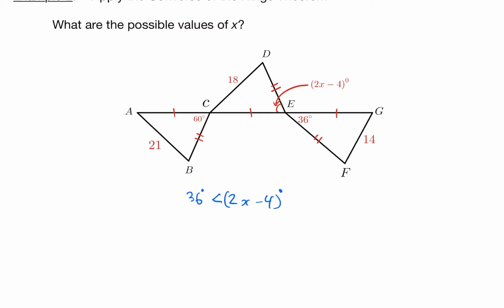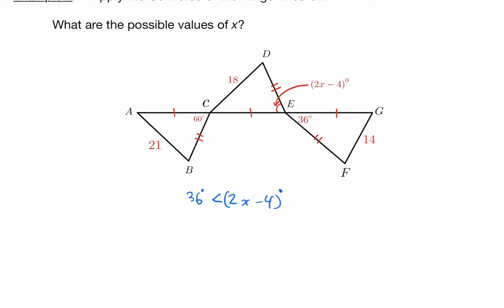So we've got two triangles, this triangle and this triangle. We've got two sides that are congruent to each other. So we know that we're dealing with this included angle. And the question is, which angle is larger? Is it this angle, 60, or this angle, which is 2x minus 4?